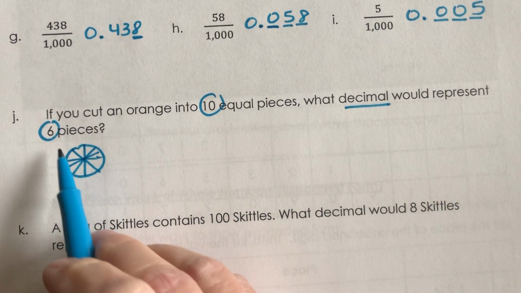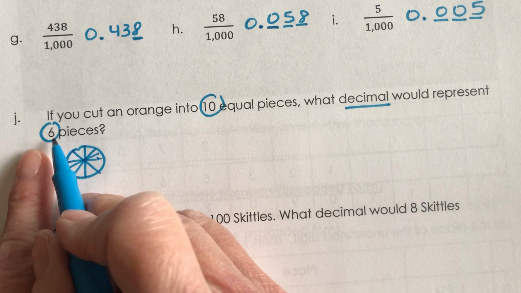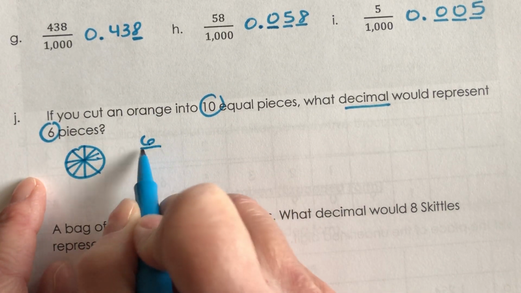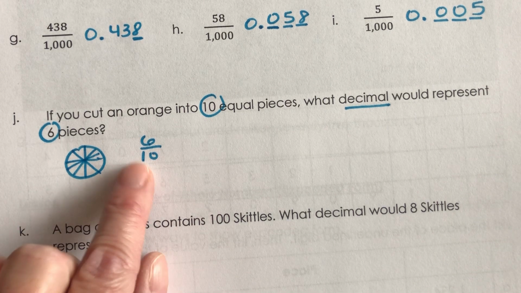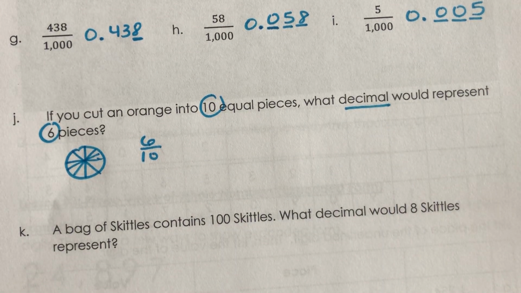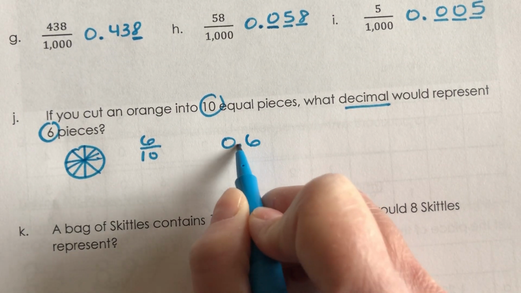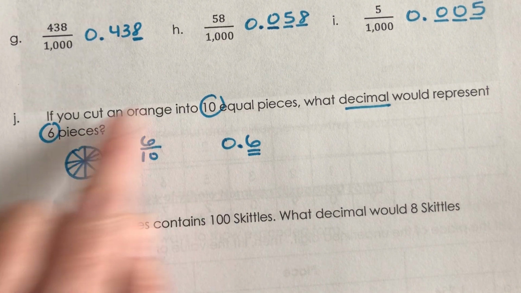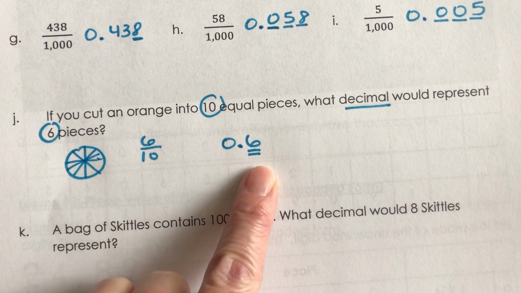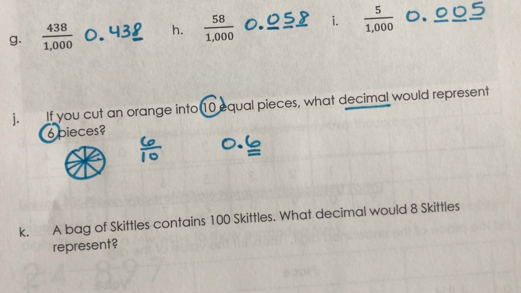It says, what decimal would represent 6 pieces? I think it helps to think about this as a fraction first, because if you have 6 out of those 10 pieces, that is 6/10. But I didn't ask you for the fraction. I just think that the fraction is going to help us to get the decimal. 6/10 means that I have 6 in the 10ths place. So the decimal that would represent 6 out of 10 pieces would be 0.6. So that first place to the right, that is the 10ths place.